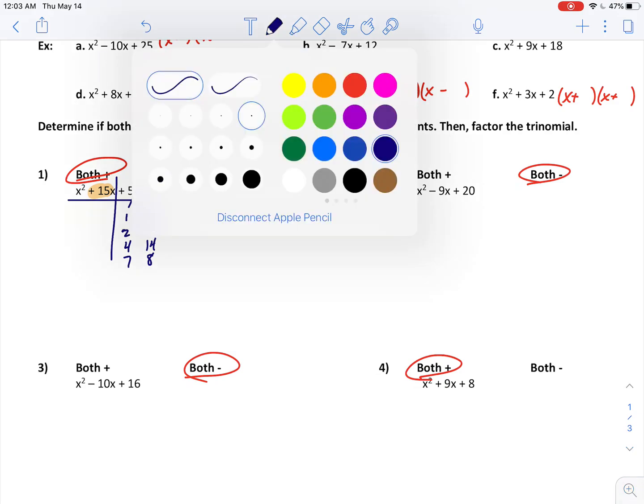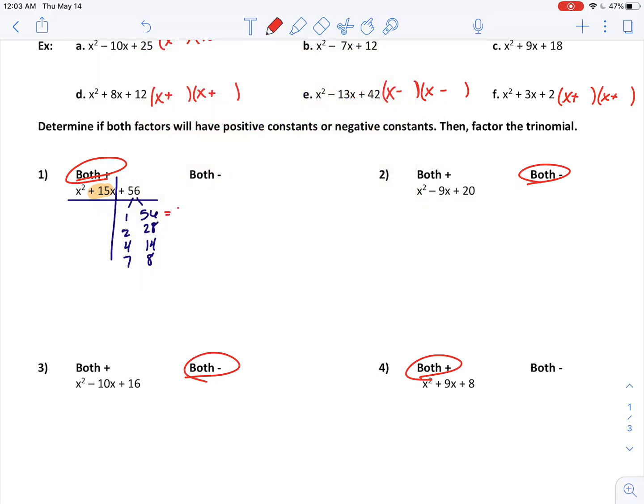1 and 56 is 57. 2 and 28 is 30. 4 and 14 is 18. 7 and 8 is 15. So this is the one I want. And we know that they're both positive because I have a positive last number and a positive middle number. So that would be x plus 7 and x plus 8.